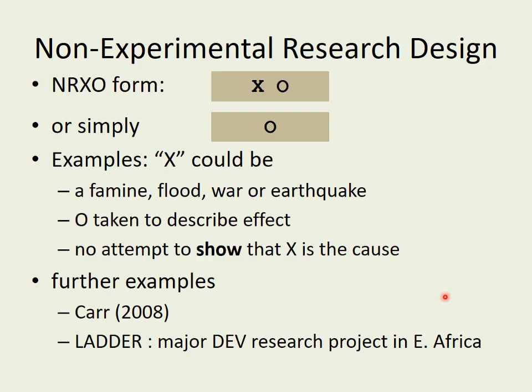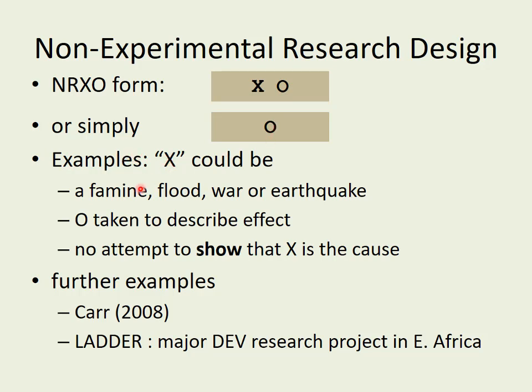Okay, so how would you put it into NRXO notation? Well, it's really simple. It's just this, XO. So something happens, and then you measure and see what's the effect of that. So maybe taxes on exports have been cut, the exchange rate is cut. Is that encouraging people to grow more cash crops? You just go and talk to people that are growing cash crops.